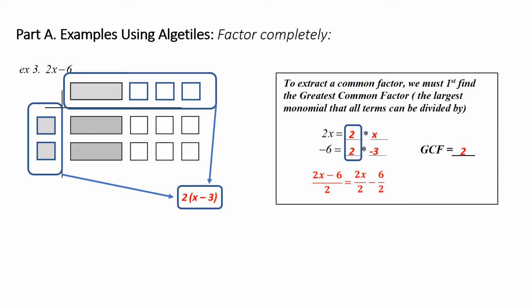2x divided by 2 minus 6 divided by 2. 2x divided by 2 is x. Negative 6 divided by 2 is negative 3. Finally, I'm going to put my terms together: my greatest common factor, and then the factor that I've factored out.